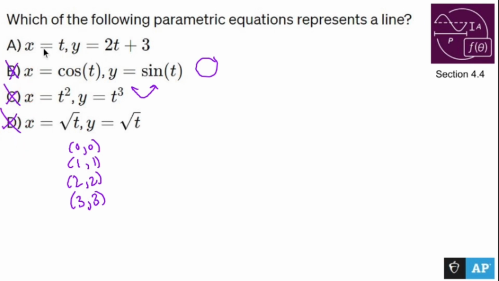B doesn't do that. Basically, what you're looking at here is if X is t, I can rewrite this as Y equals 2X plus 3 because t and X are the same thing. Last time I checked, that's a line because it's slope-intercept form. So my answer is going to be A.